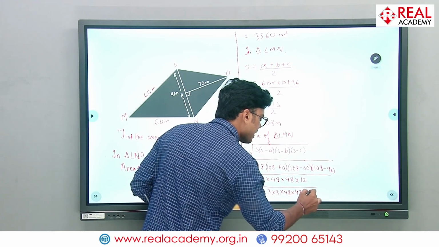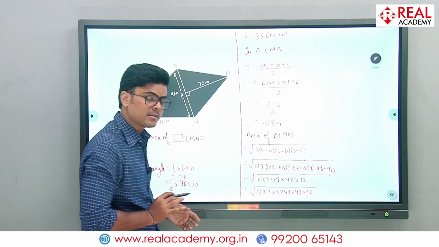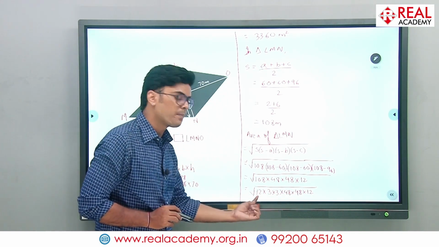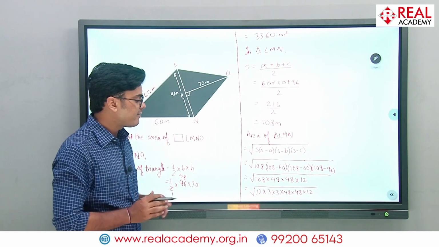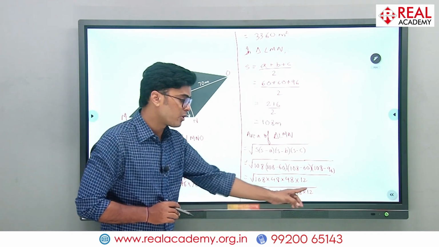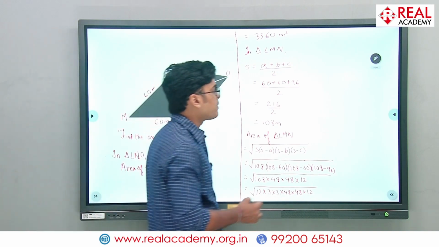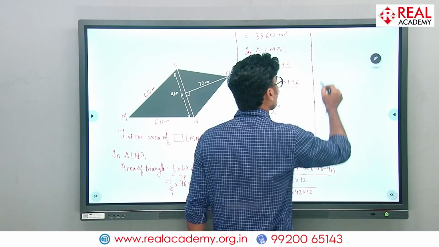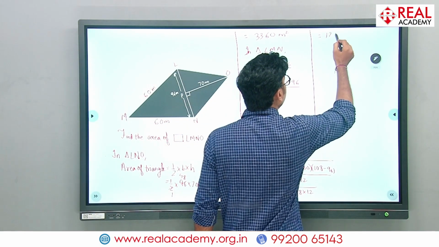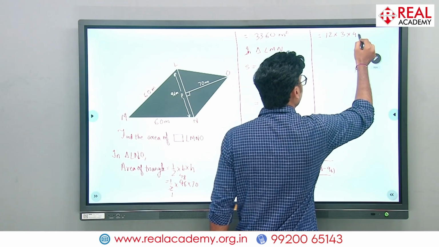And again we have 12 here, which I'll leave as it is because it forms a pair with this 12. So we have three pairs of numbers: one is for 12, second is for 3, third is for 48. So what will come outside the square root? The answer will be 12 multiplied by 3 multiplied by 48.